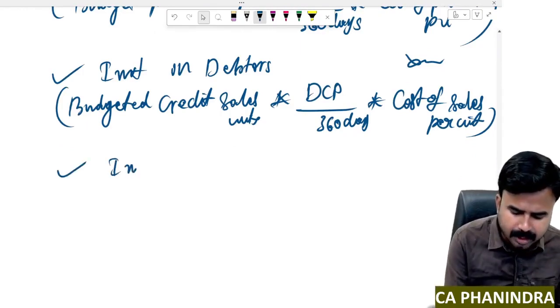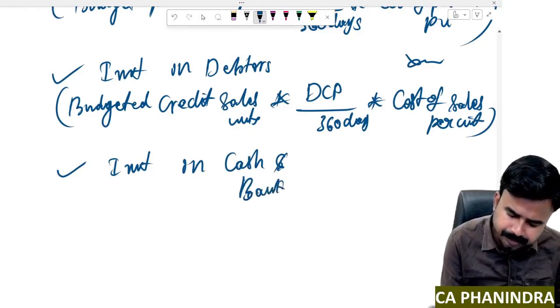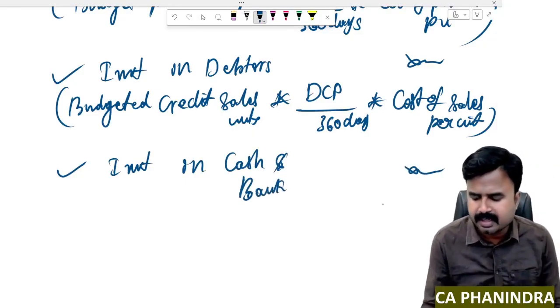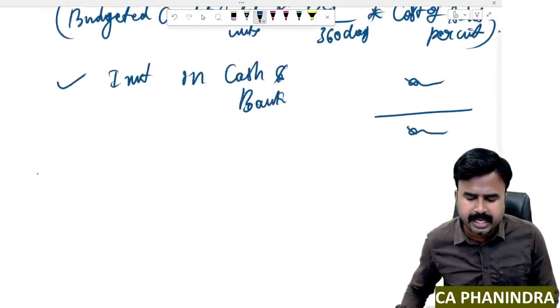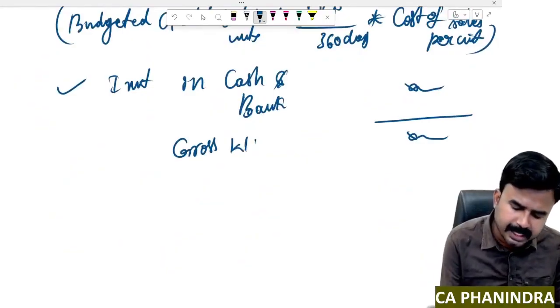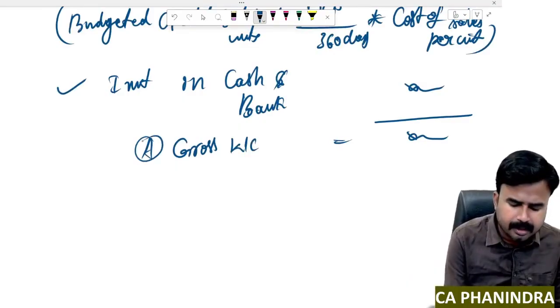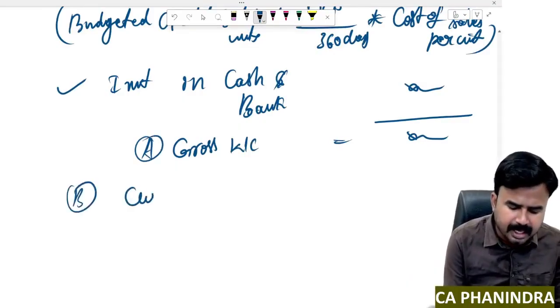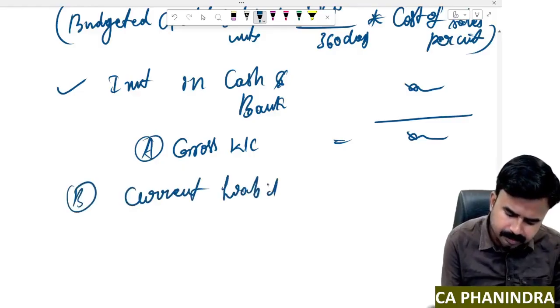The next one is investment in cash and bank balance. This is my next investment. Get the total. Then we are going to get gross working capital generally. This is A. And now I'm going to define current liabilities.